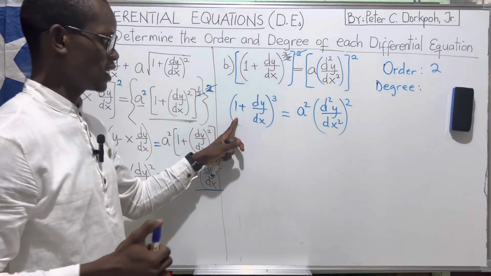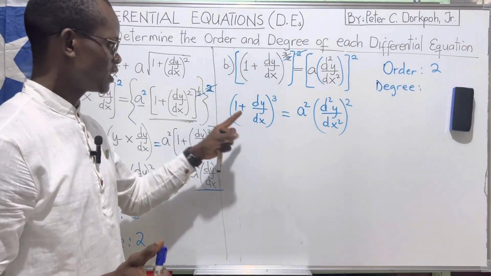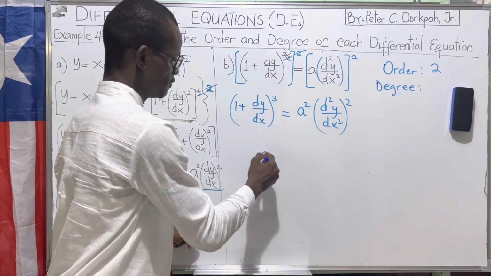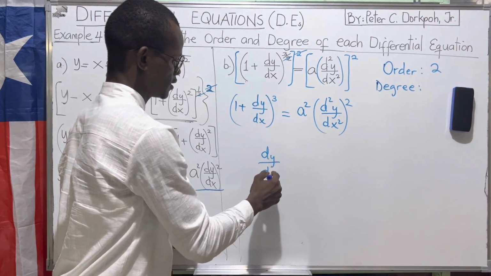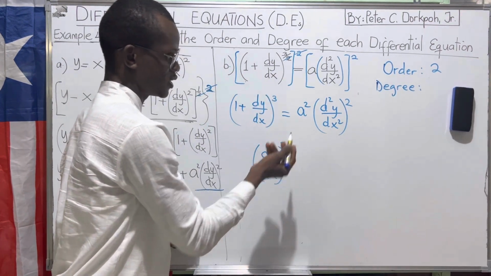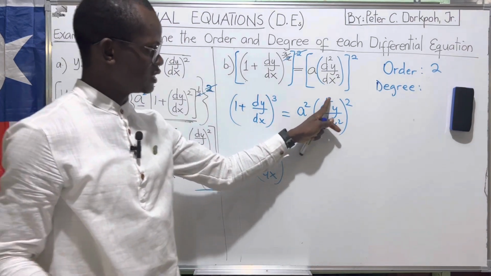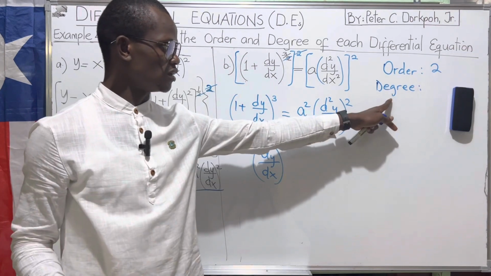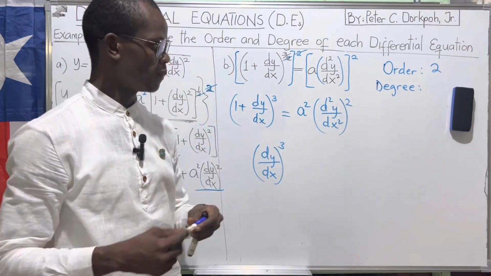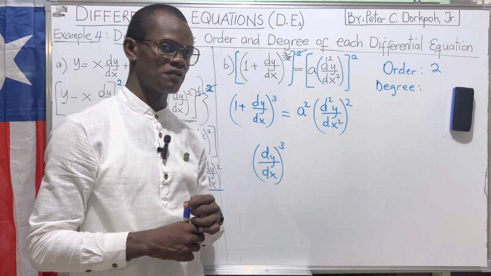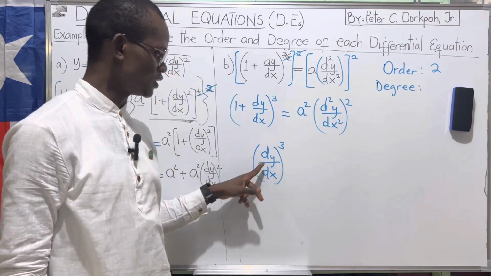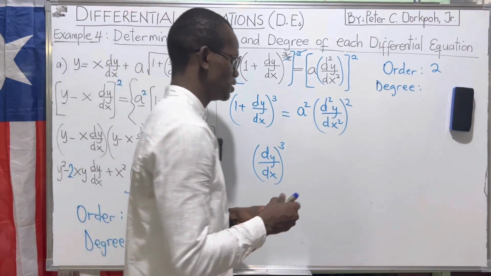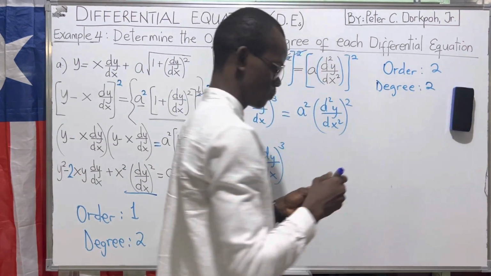There is no need to expand, because even if you expand, the first derivative dy by dx will be raised to the power 3, and the second derivative is raised to the power 2. The power 3 can never be our degree, because the degree must be the exponent of the highest derivative, and the first derivative is not the highest derivative. The second derivative is our highest derivative. So the degree is equal to 2.